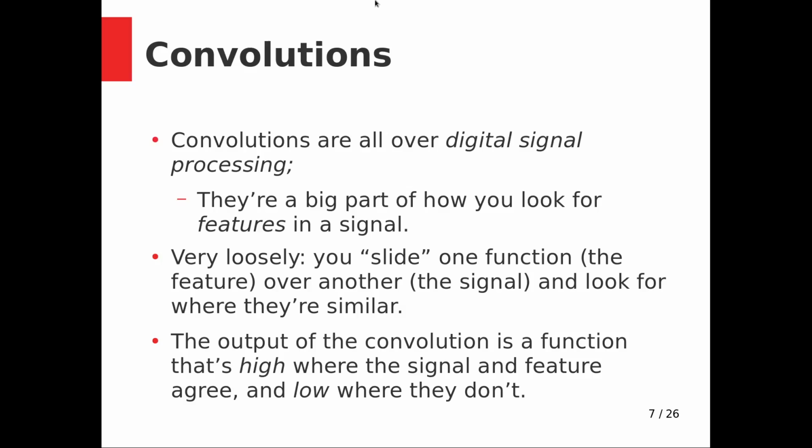So from this, convolutions. Convolutions are all over digital signal processing. They're a big part of how you look for features in a signal. So, if we are talking about having a network learn on its own what good input features are, we're essentially talking about having the network learn the filter or kernel for a convolution. Okay? Very loosely. Like my DSP professor would throw an eraser at my head loosely.